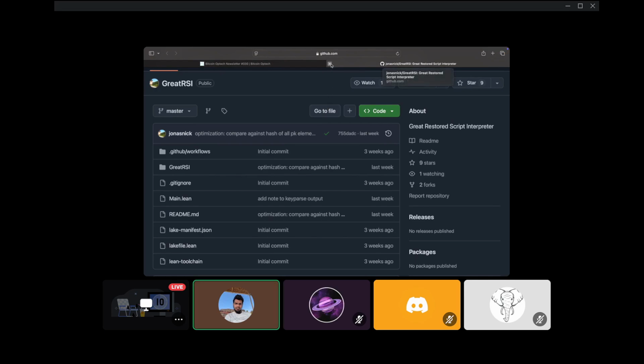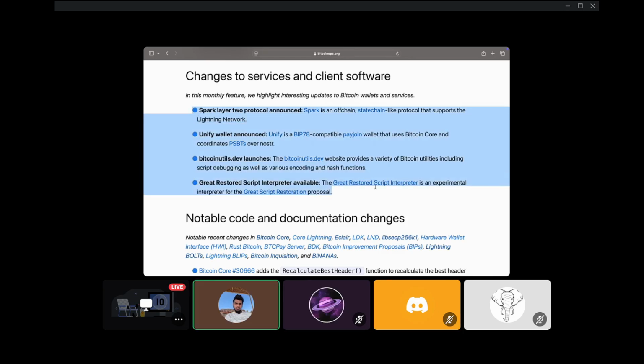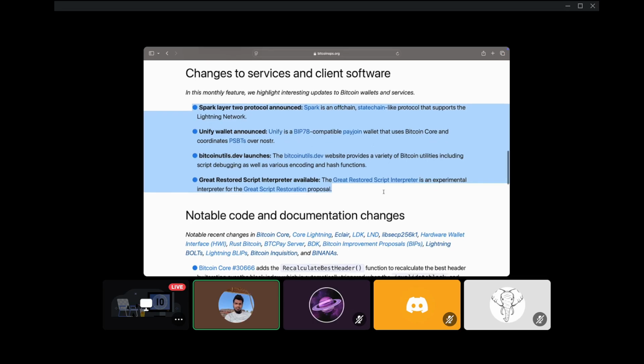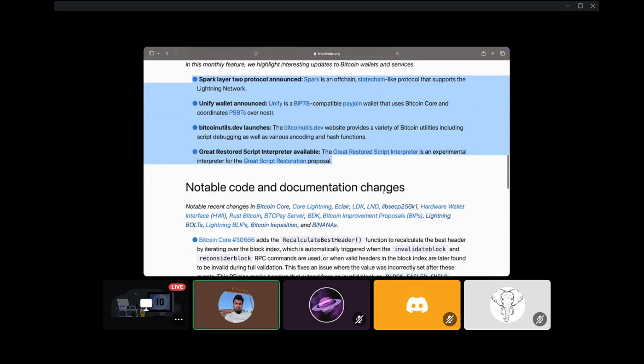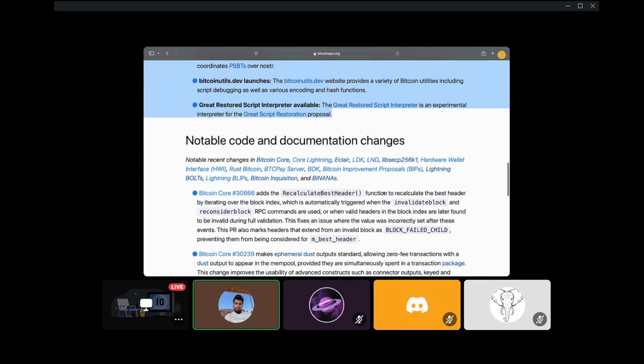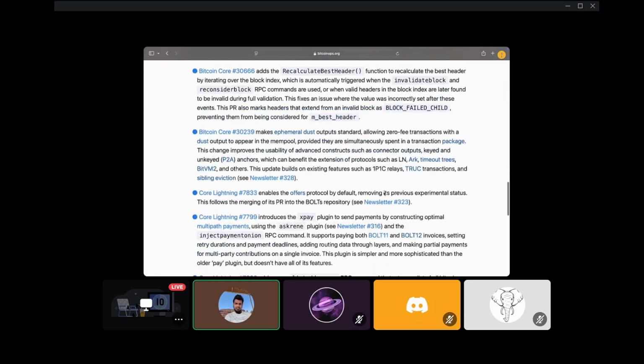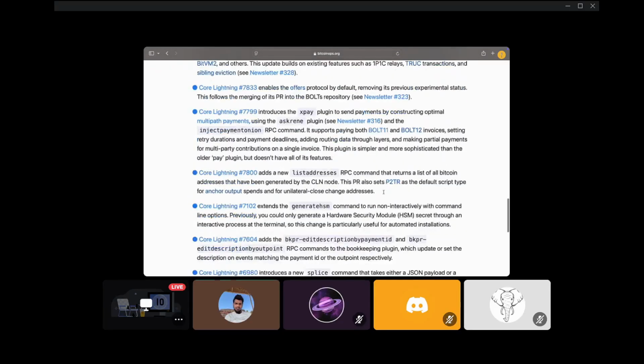These were the four, you can say, new client softwares or updates or changes to services of the existing client software that we had to cover. We're at 8:43. Let's see if we can cover a couple of PRs. Which one?